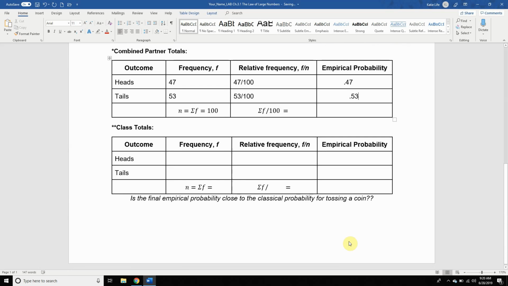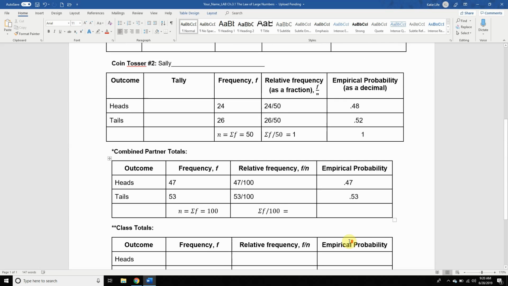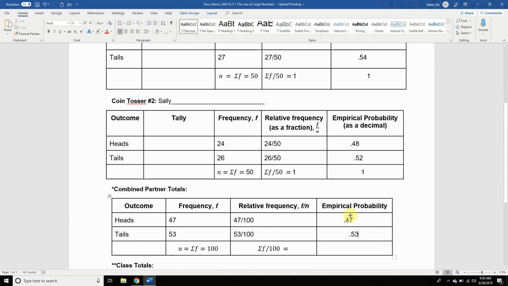I can't really do the class totals until everybody does the lab. So stay tuned, and we'll return to this activity once everybody has submitted their totals, and we'll do a little bit of comparison. In the short run of 100 tosses, we can see that the proportions are not exactly half and half. It's close: 0.47 and 0.53. But the more times that we repeat this probability experiment over and over, the closer those ratios are going to get to 0.5 and 0.5.